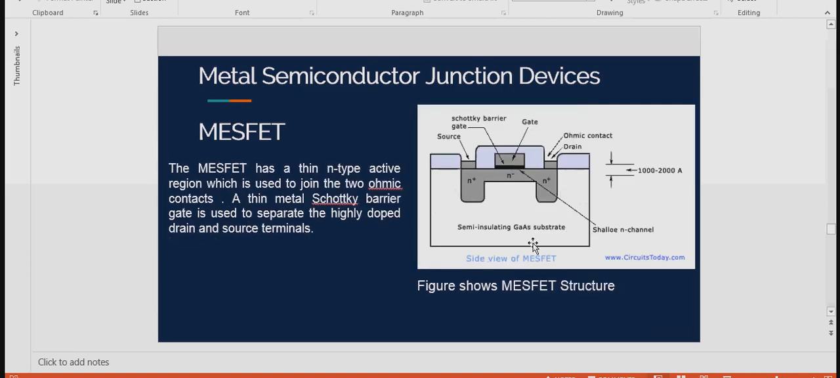This one is the MESFET structure. This one is the source, this one is the drain terminal, and this one is the gate terminal. In between the gate and the N channel, a metal contact is the Schottky barrier gate. Metal contact between the gate and the N channel. That is the difference between MESFET and MOSFET. The MESFET has a thin N-type active region which is used to join the two ohmic contacts. A thin metal Schottky barrier gate is used to separate the highly doped drain and source terminals.